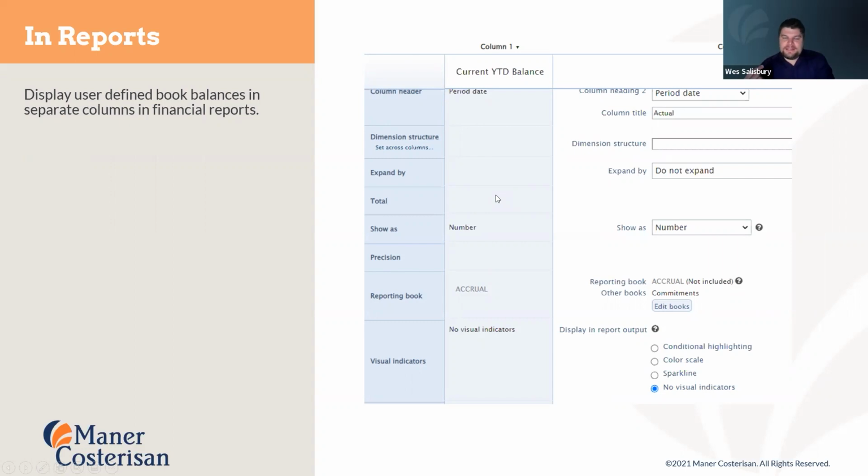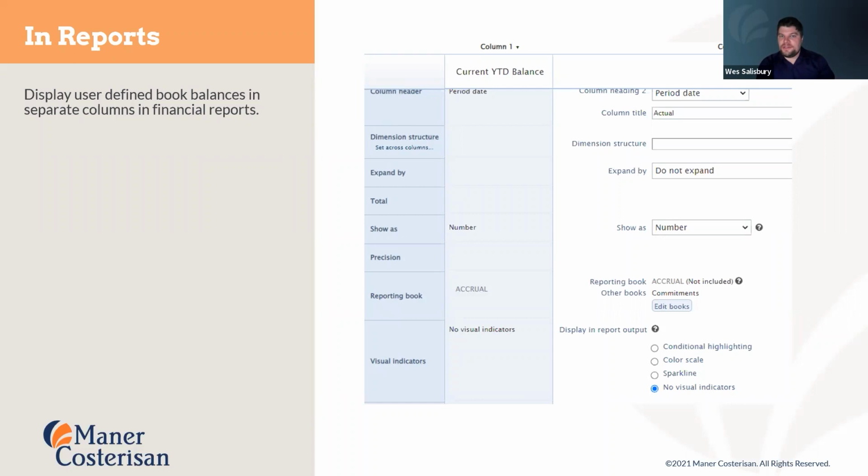But moving on to this next slide to kind of segue into this instance of a financial report inside of Intacct, you can use user-defined books and their account balances in separate columns within your financial reports. So what I have here is a little screenshot of a financial report, the financial report writer in Intacct, where in column one there, where it says current year-to-date balance, under the reporting book area, it just says accrual.